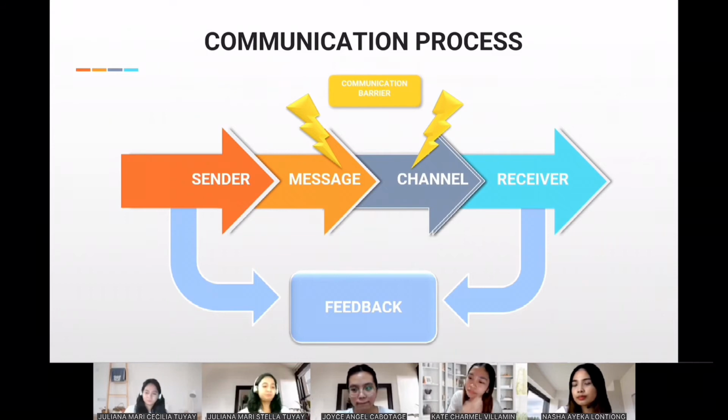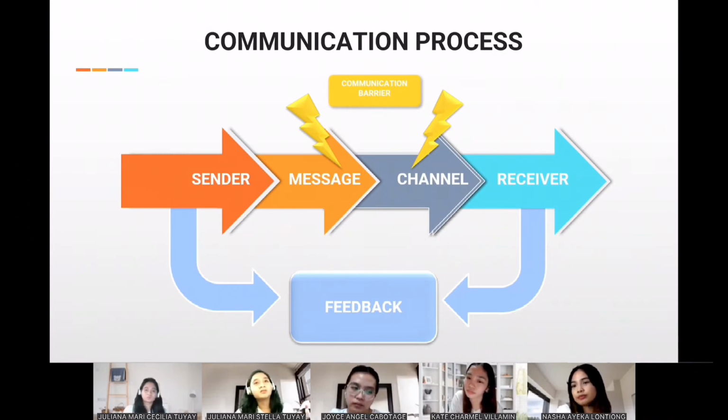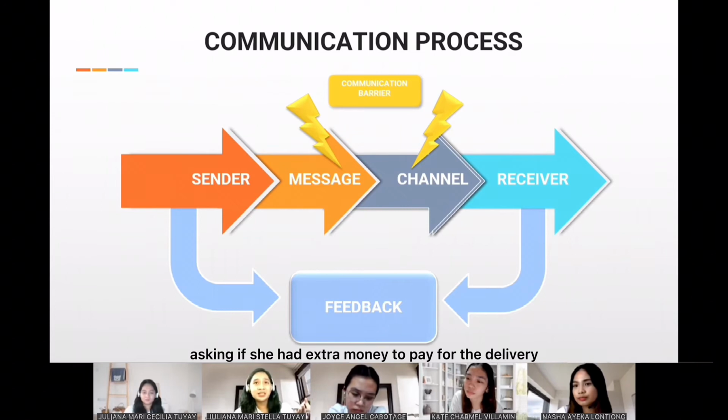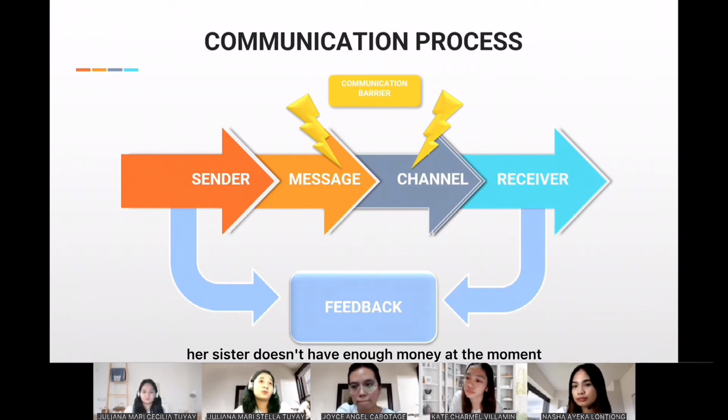For example, Sharon is at work and decided to surprise her mother with a food delivery. Unfortunately, she wasn't able to pay it online. So she sent a message to Maggie, her sister, who is also in their home, asking if she had extra money to pay for the delivery. On the other hand, her sister doesn't have enough money at the moment. Maggie's response is needed for Sharon to decide whether she continues her surprise or not.